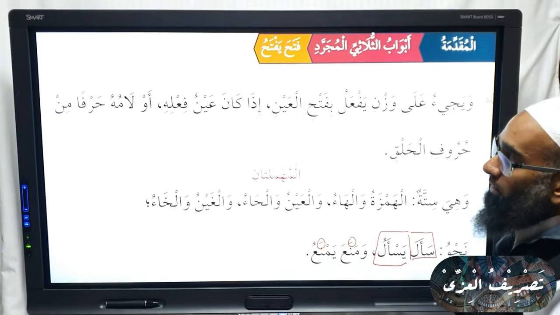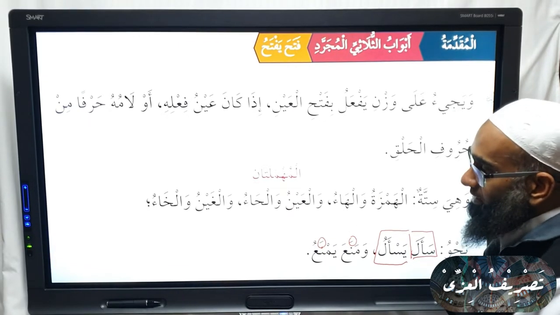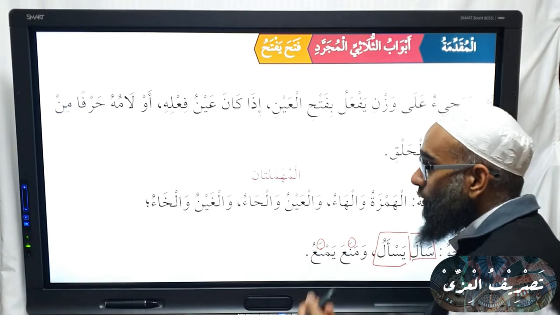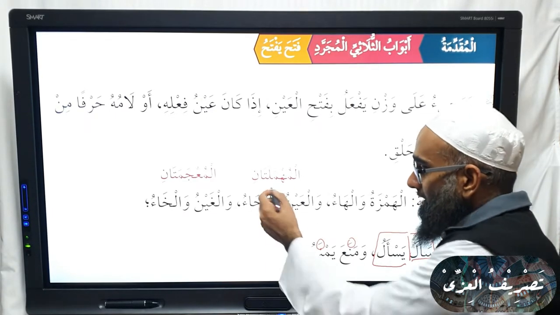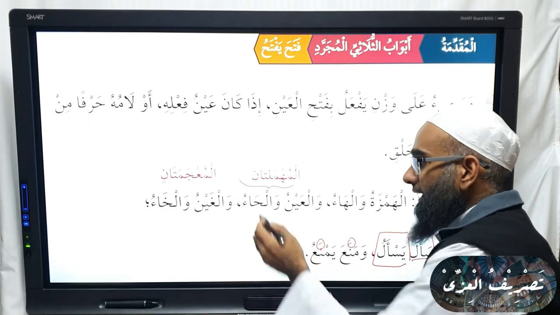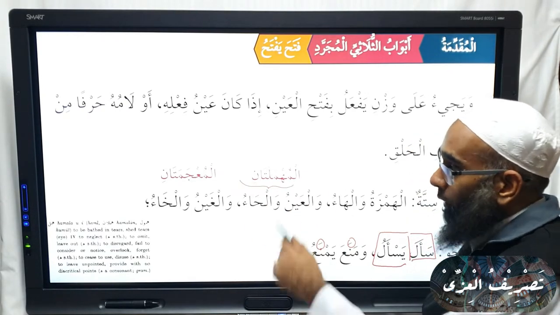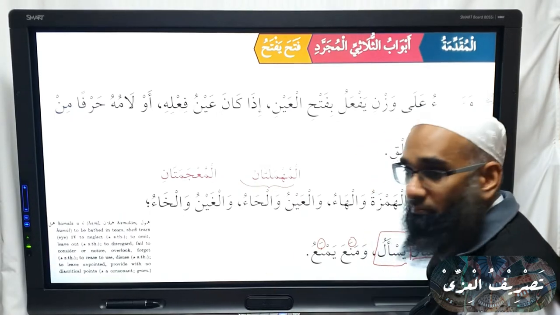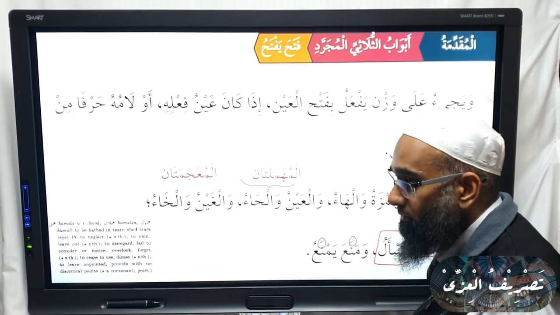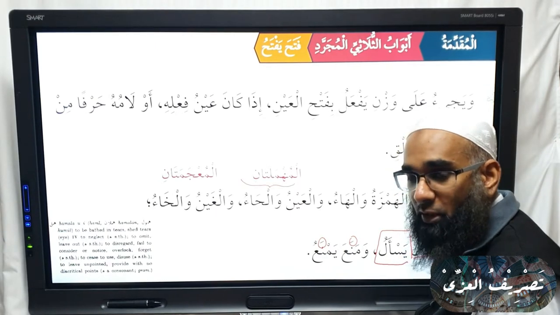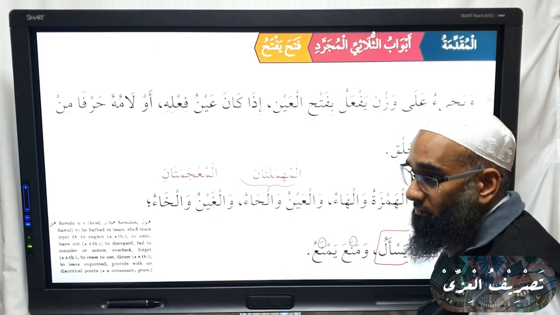Now we look in the commentary books, they write: Al-Aynu wal-ha'u wal-ghayn. After that they write Al-Muhmalatan, describing the Ayn and the Ha, and for the Ghayn and the Kha they write Al-Mu'jamatan. What does Ahmala mean? Which bab is it from? Ahmala yuhmilu ihmal, bab if'al.